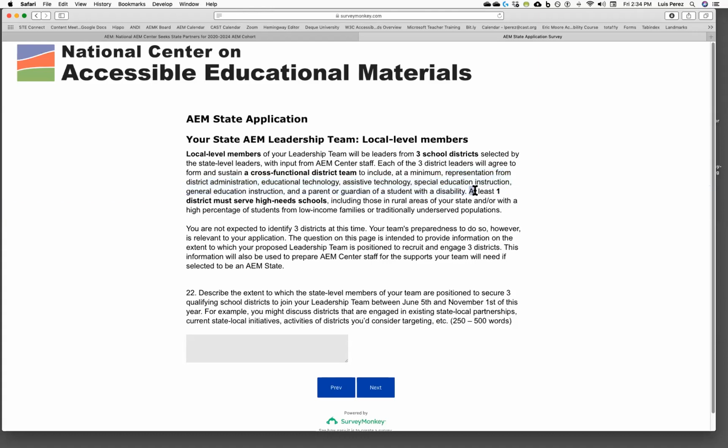And as Cynthia mentioned earlier, at least one district must serve high need schools. If that's not clear while you're reading here, you can go back to our website and we explain what we mean by the high need schools. So that's your rural schools, schools that serve large populations of students from low income backgrounds, and so on.